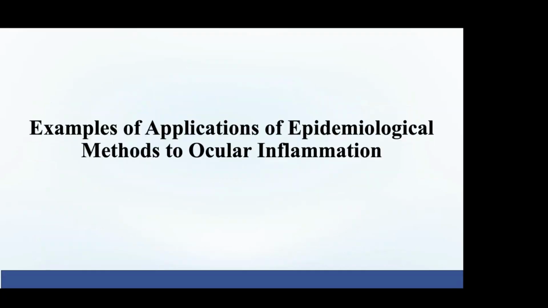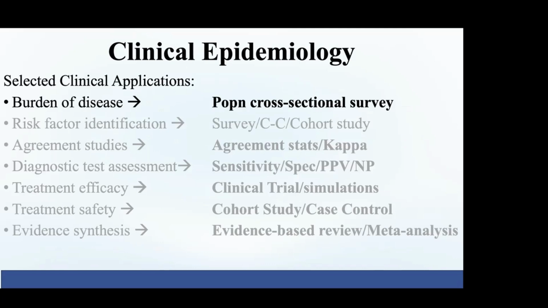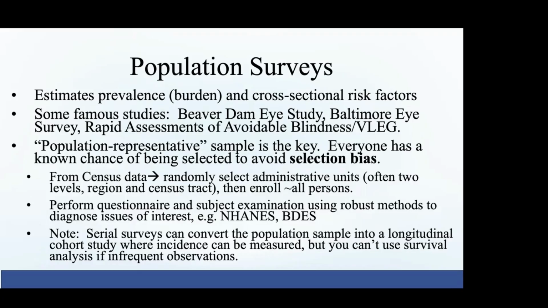So let me just go through some examples for the rest of the talk. So looking at population-based cross-sectional surveys with the Aravind Comprehensive Eye Study. A population survey estimates the prevalence or burden of disease and can do a cross-sectional risk factor analysis. Some of the famous eye studies include the Beaver Dam Eye Study, the Baltimore Eye Survey, and the Rapid Assessment of Avoidable Blindness method, which is the major contributor to the Vision Loss Expert Group evidence-based reviews that are reported with the Global Burden of Disease study.